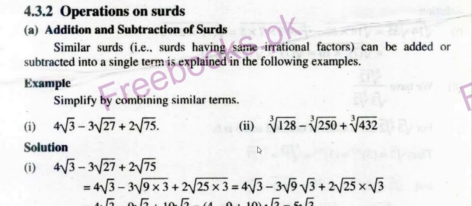For example, example number 1: 4 square root of 3 minus 3 square root of 27 plus 2 square root of 75. Now there are 3 terms. The surd of the first term is square root of 3, of the second term is square root of 27, and of the third term is square root of 75.